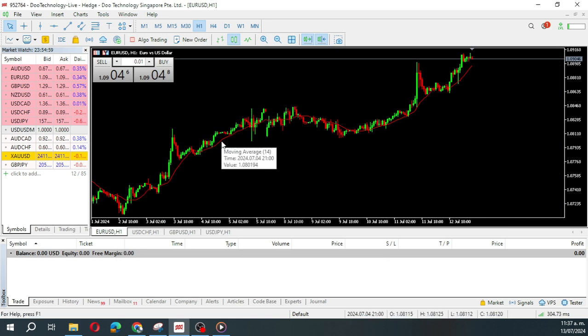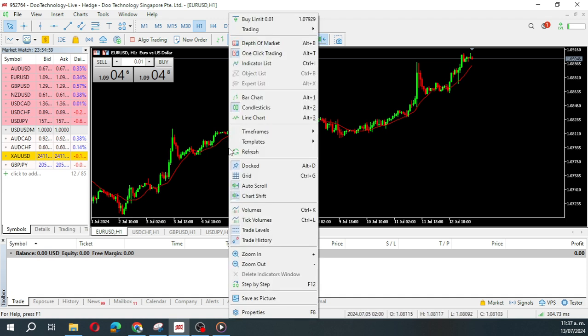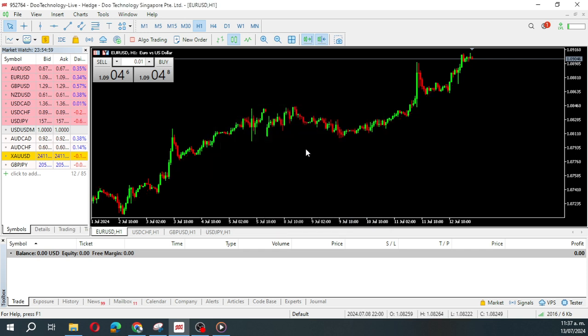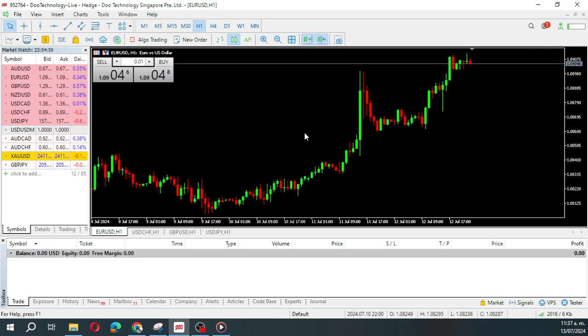So let's erase this indicator, a moving average, this red line that you are seeing here. Let's go to time frame, template. I can see here the indicators list. So moving average, delete, close. Yes, that's what I want to see. So now some basics about trading.